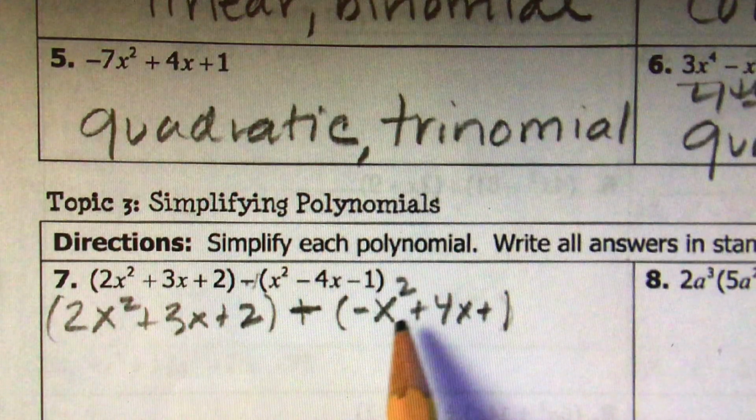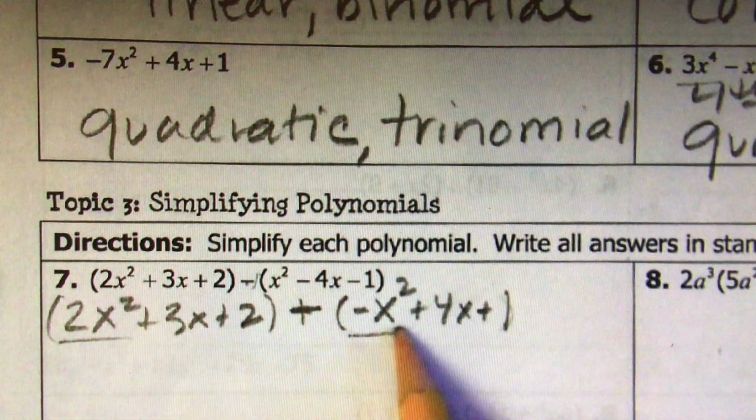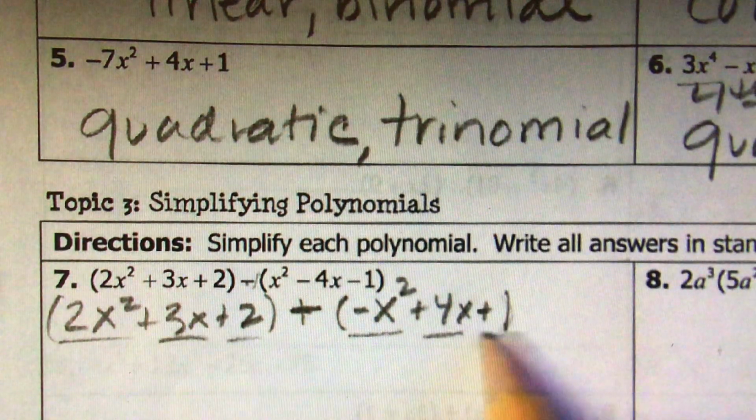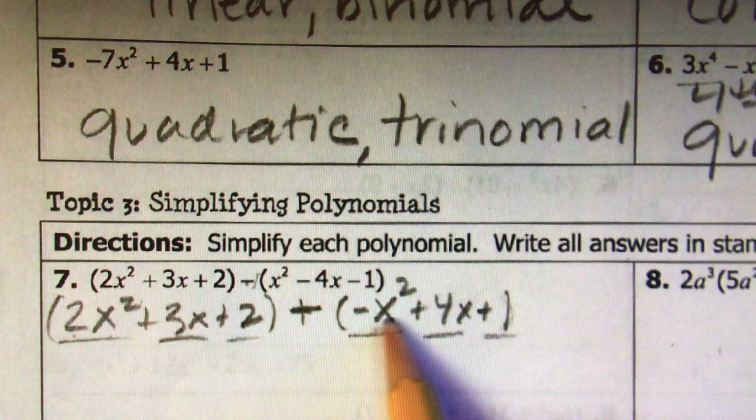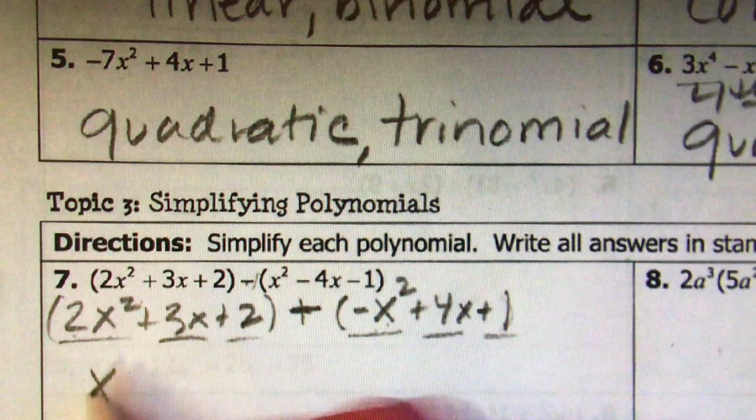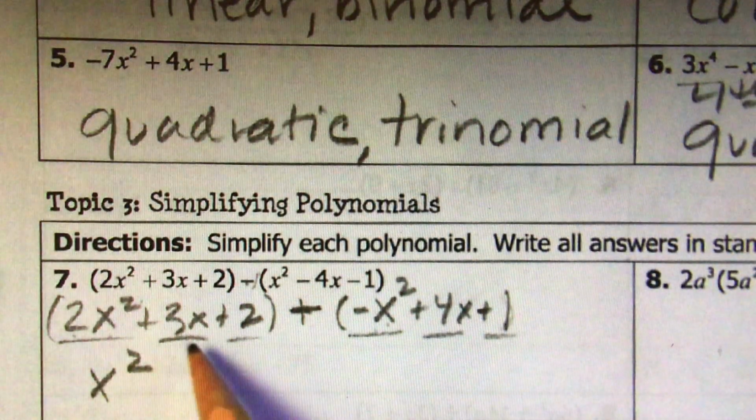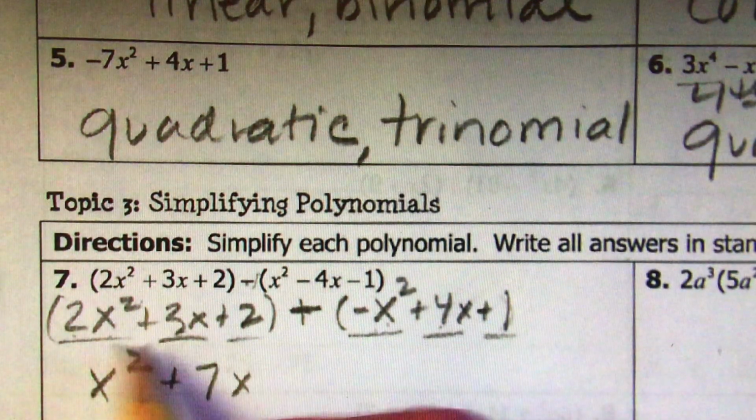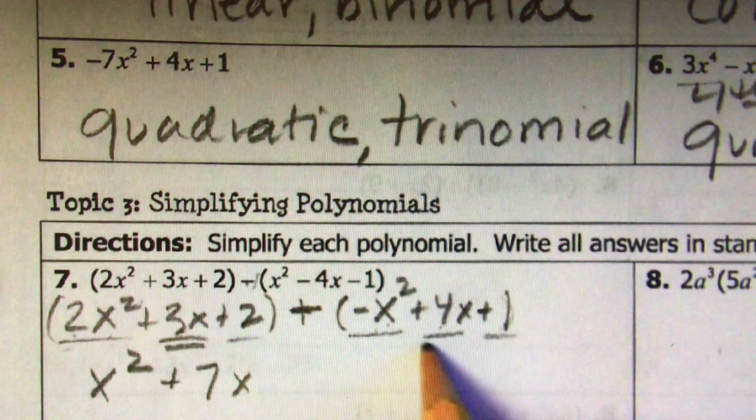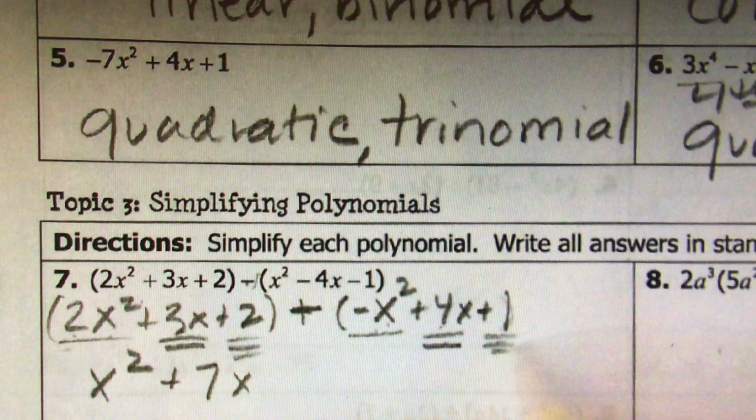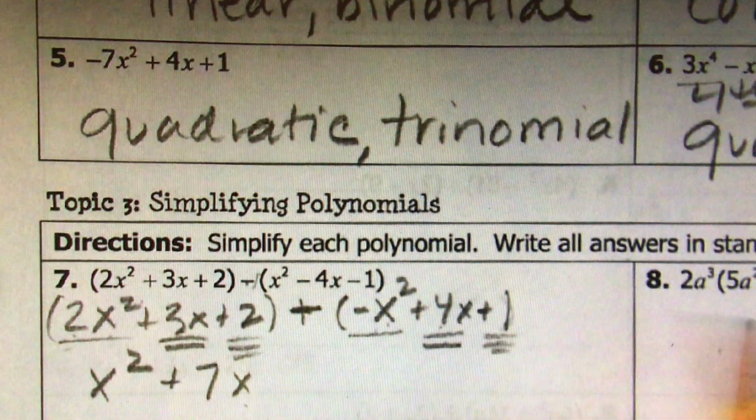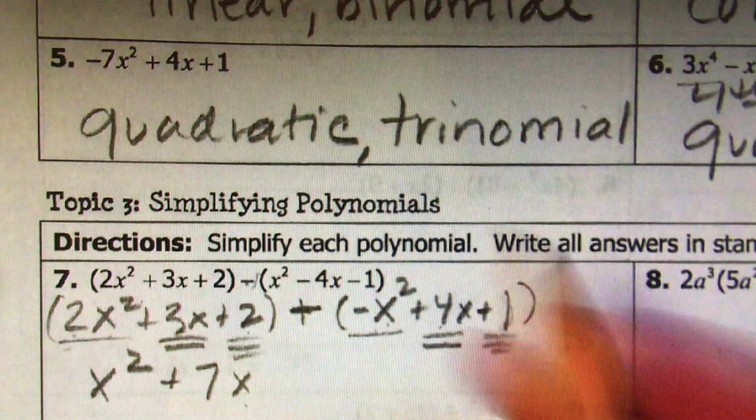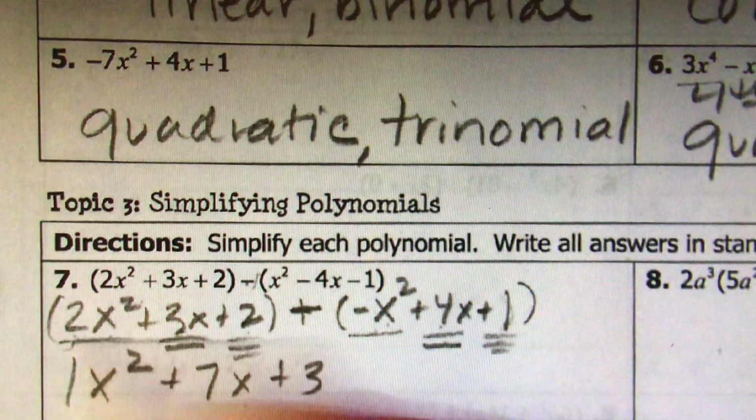It looks like I have x squared, I've got a linear, and I've got some constants here. Now I can combine 2x squared minus an x squared, so I have an x squared. My next term is to combine 3 plus 4x, which is 7x. Sorry, I didn't do this very well. Let me just do 1, 2, 3. Okay. And then last but not least, 2 plus 1 is 3, and that's my final answer.